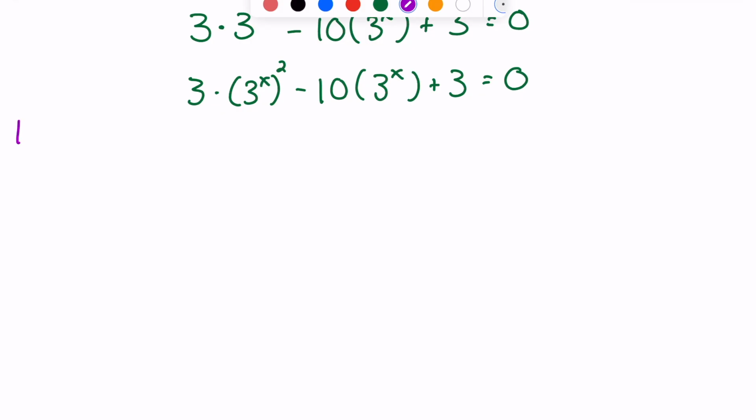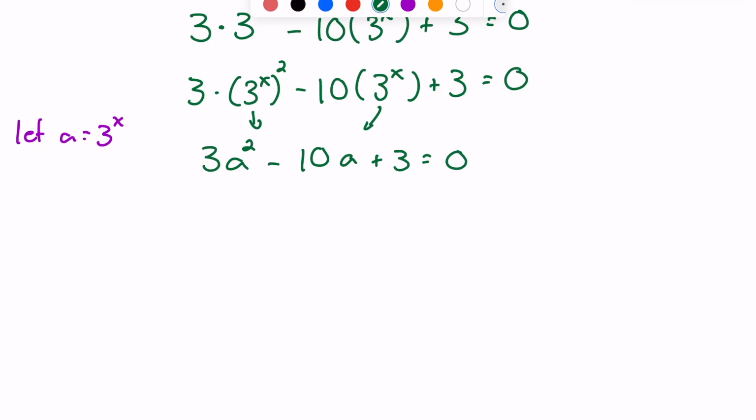And if we let a, once again, be equal to the thing that has the unknown, so the base with the exponent, the power with the unknown, so this right here. So let a equal 3^x. Well, you're going to see that you're going to have 3 multiplying. Well, this becomes a squared. So it's 3a squared minus 10, that 3^x becomes a, plus 3 equaling 0. Okay.